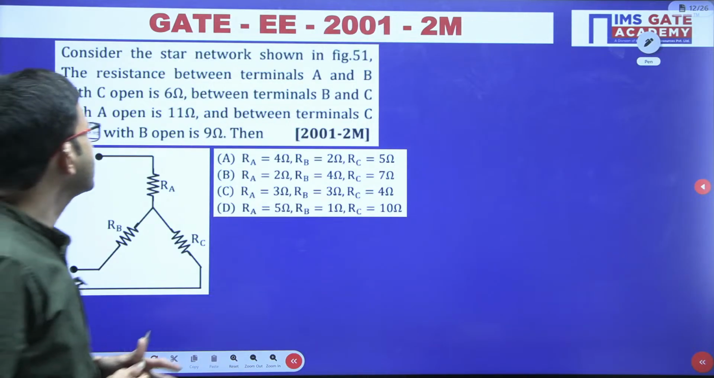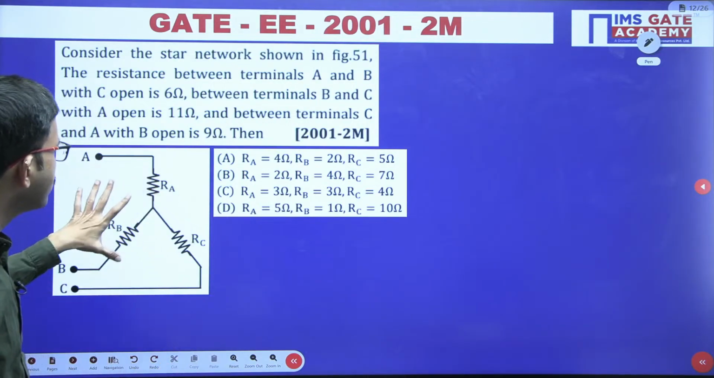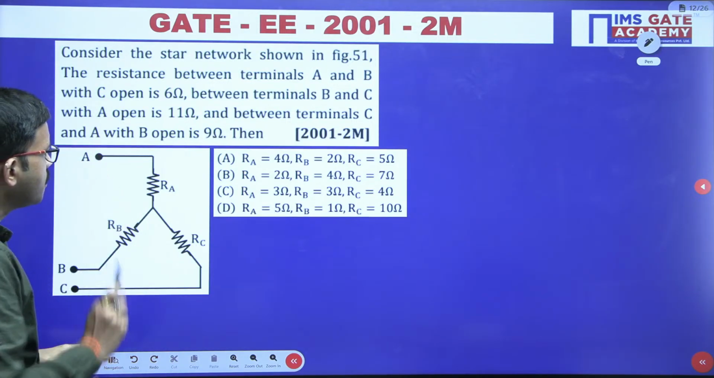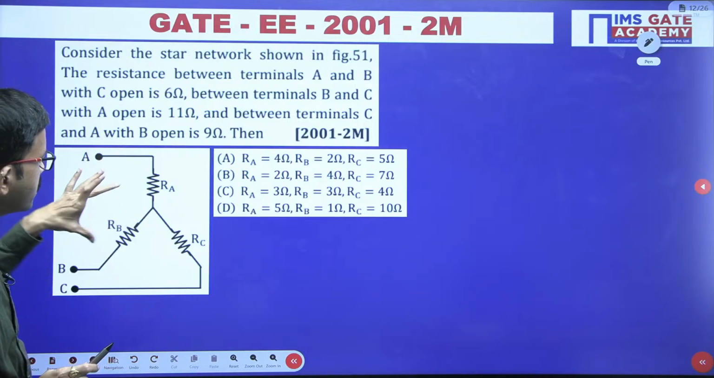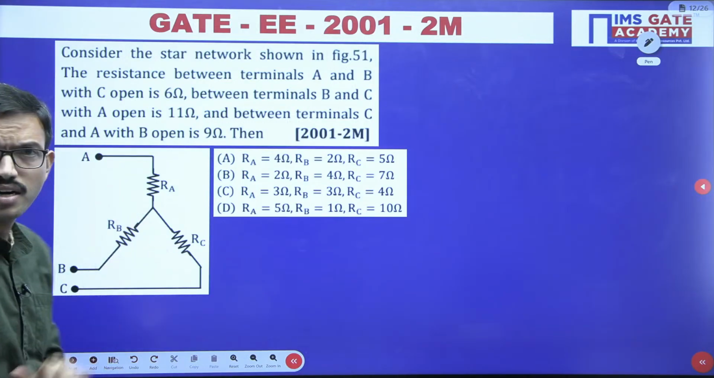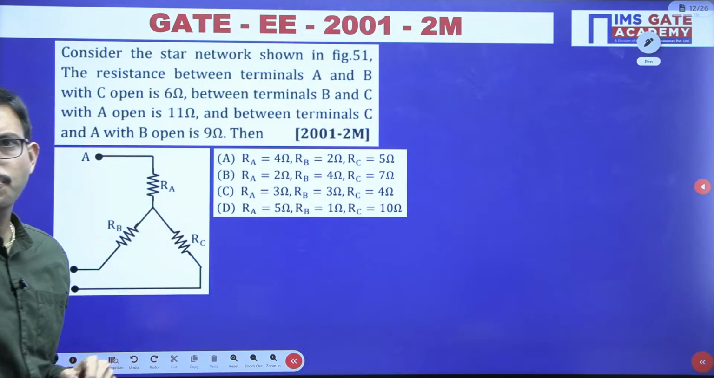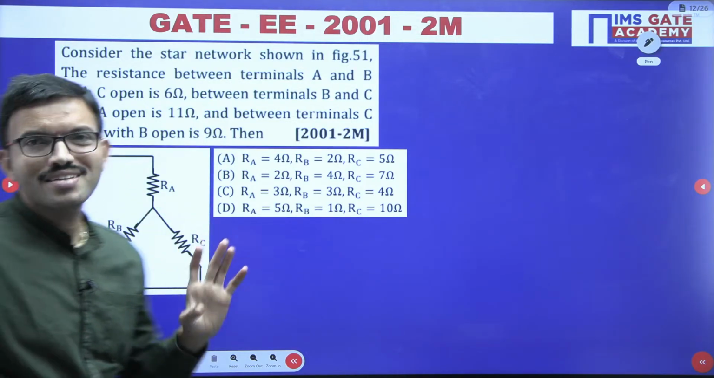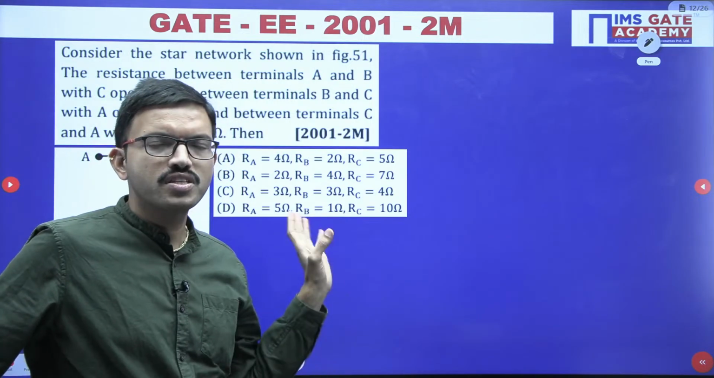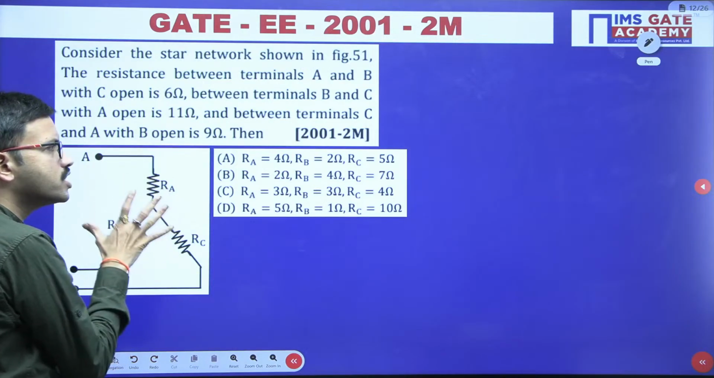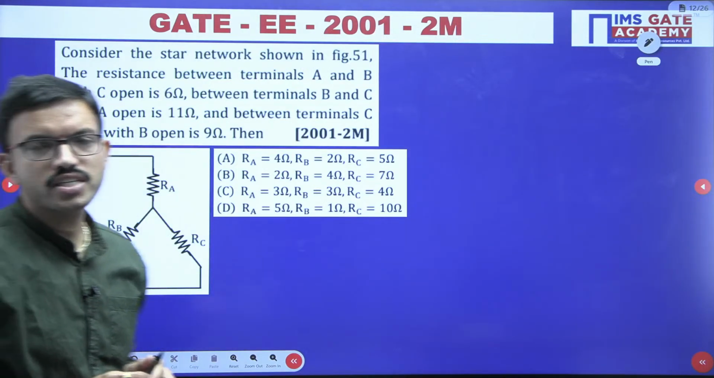See, first of all, read the question. You have one network like this. You have 3 nodes A, B and C, and here you have one resistor RA, one resistor RB, and another resistor RC. This configuration is nothing but a star connection. Anyway, we are not discussing star to delta and delta to star in this foundation course. But actually, this question can easily be solved with the help of series connection.